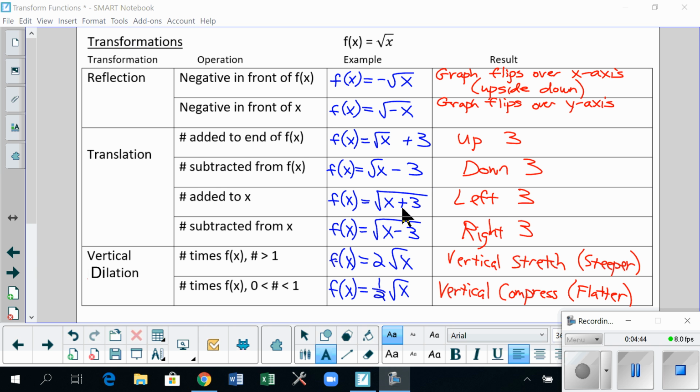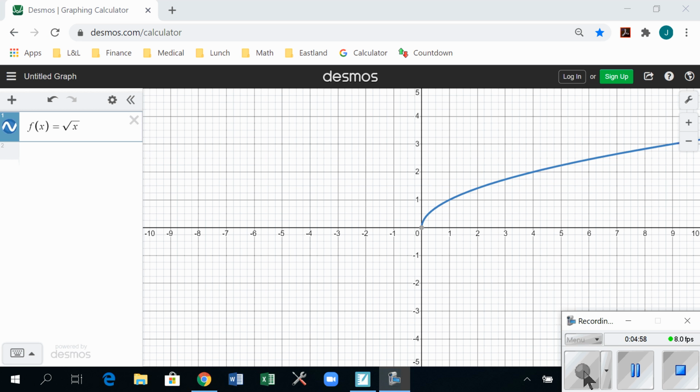Here's a case where a +3 moves it left 3, and a -3 moves it right 3. That's kind of the opposite of what you might expect, but that's how translations move horizontally to the left or to the right. Now watch this closely on Desmos. So if here again is my parent function, the parent square root function.